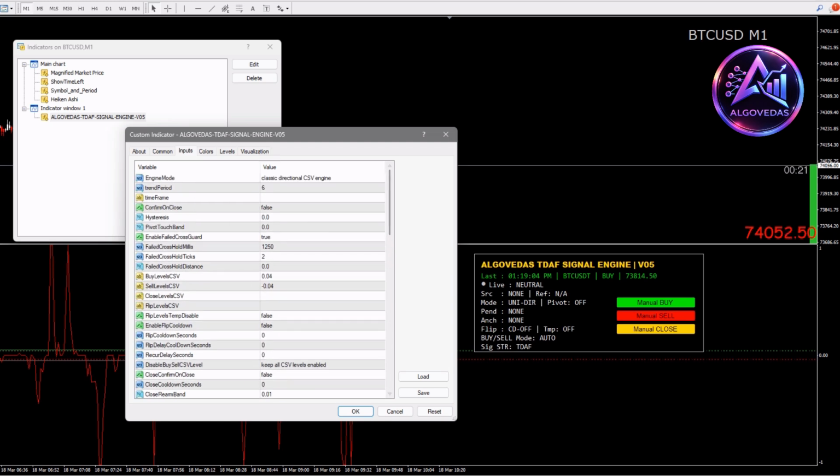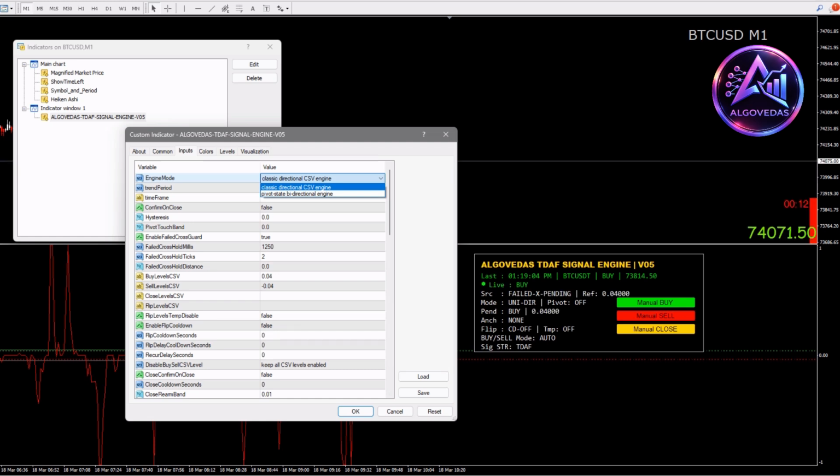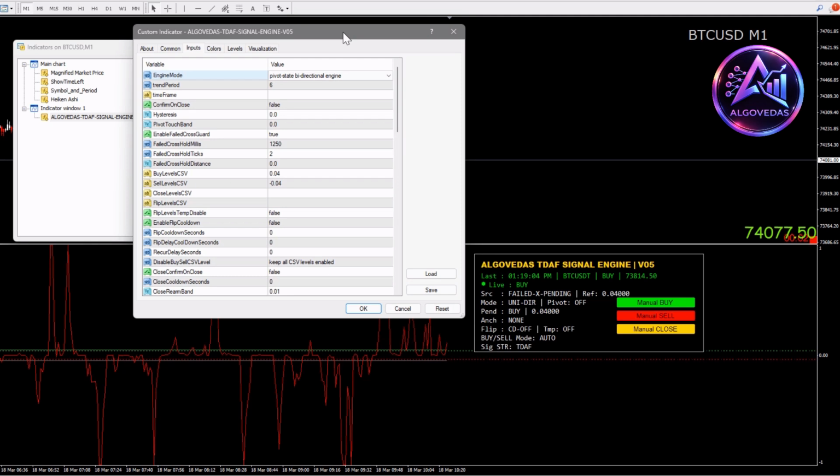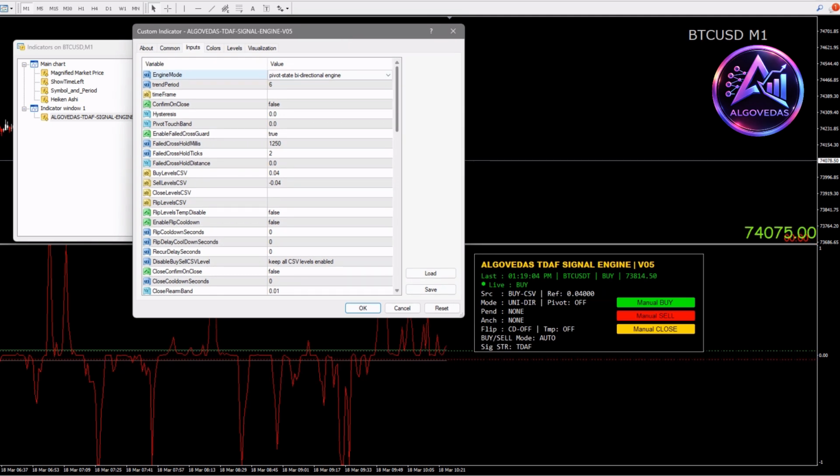You get two distinct personalities. First, unidirectional mode. Clean, direct, rule-based. It fires signals strictly based on defined levels. Second, bidirectional state mode. This one thinks. It remembers pivot states, adapts direction, and maintains bias. Like a seasoned trader reading the tape. You're not just switching modes. You're choosing how your system thinks.